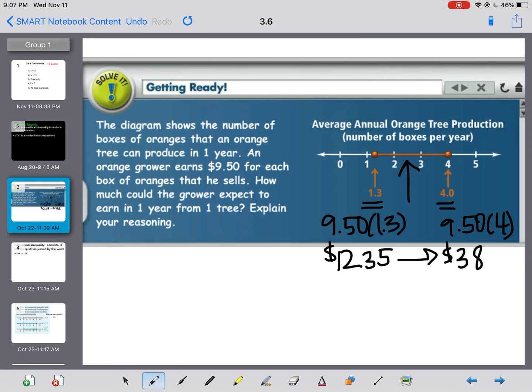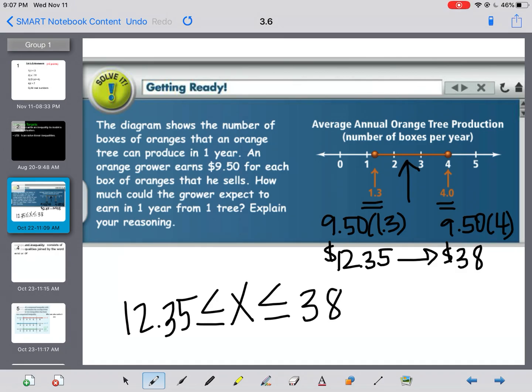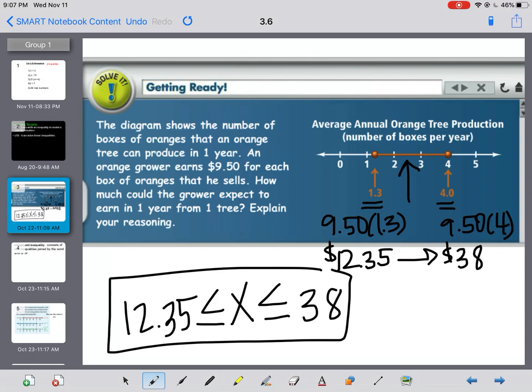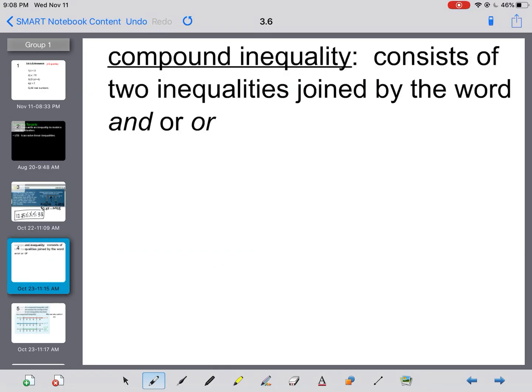So an inequality that is compound, or has multiple possibilities with ends, places that it ends on either side, means I'm going to take the amount that could be earned, and that has to be bigger than or equal to $12.35, but it would be less than or equal to 38. So because it's both, you can write it as one inequality with two different possibilities, and that's a compound inequality.